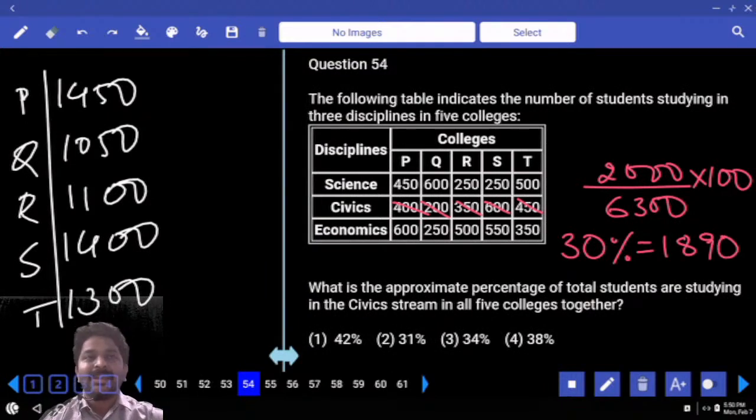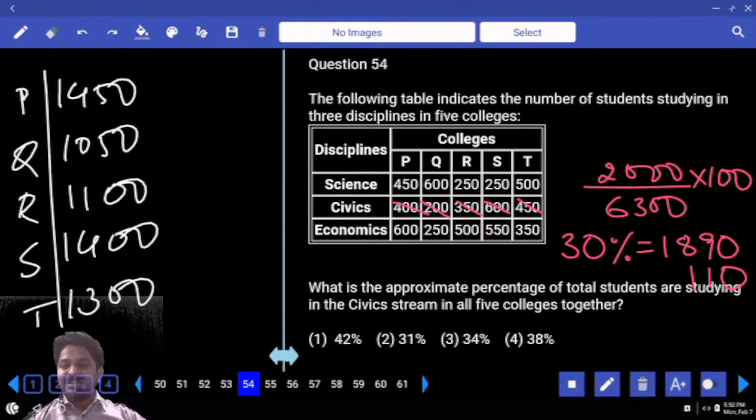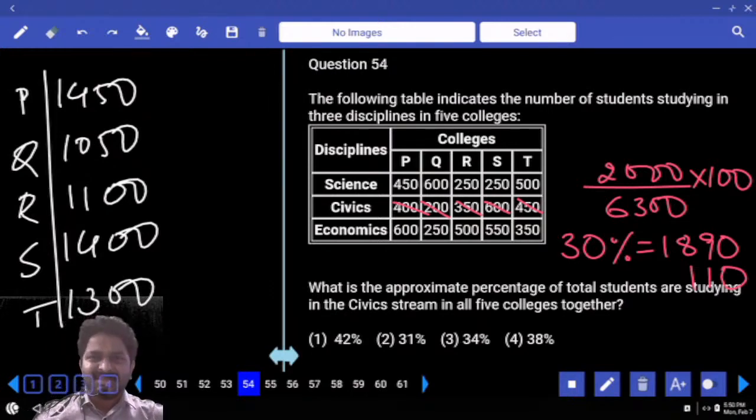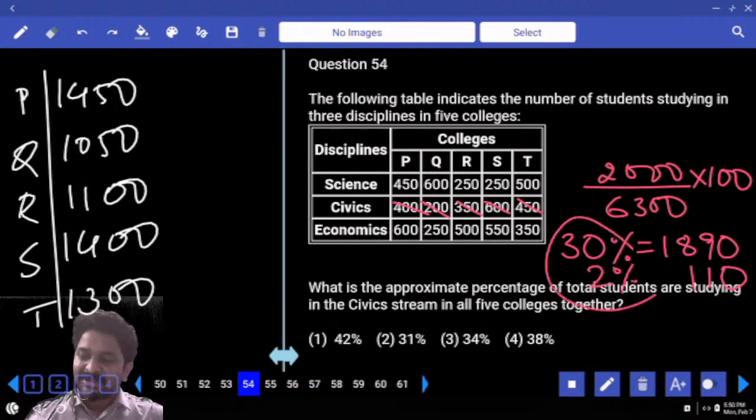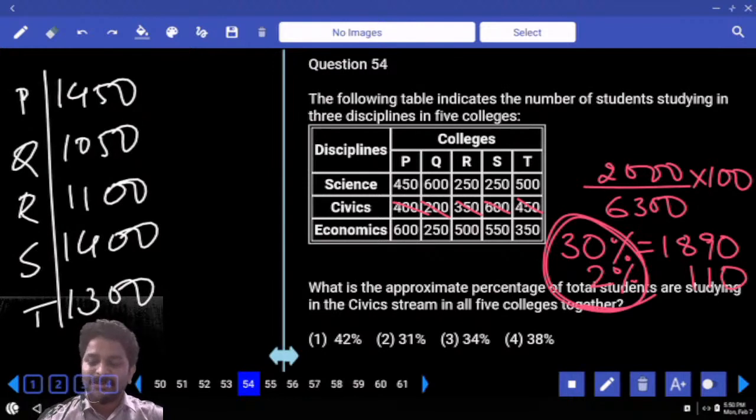1890. To get numerator 2000, we need to add 110 only. What is 1% of the denominator? 63. 2%? 126. So about 110 and 126, approximate value, right? So you may treat it as 2%, then answer must be very close to 32. Look at your options, which is nearest answer? 31, second option, final.